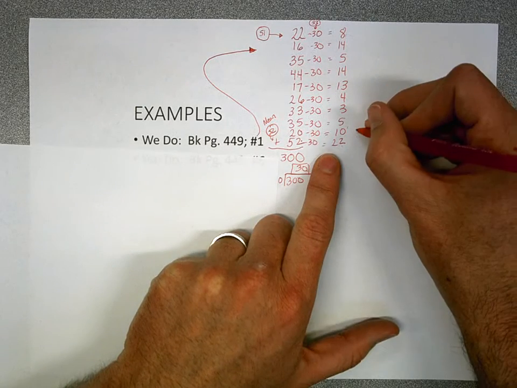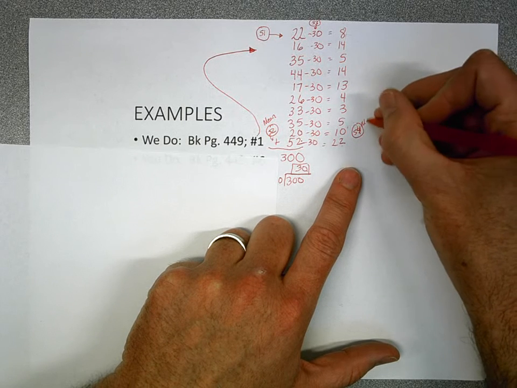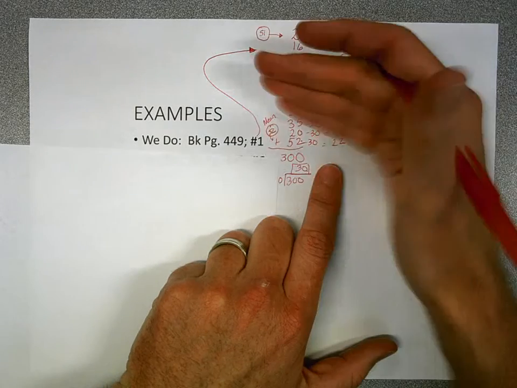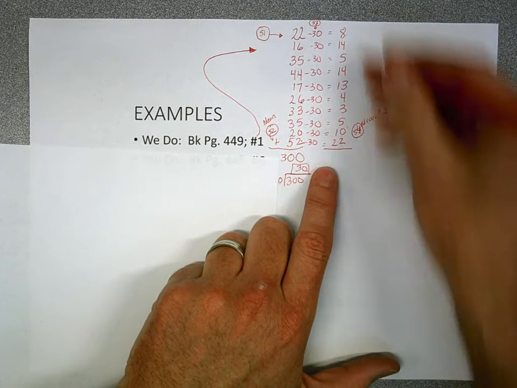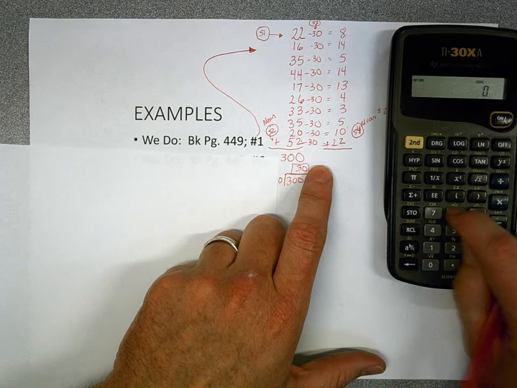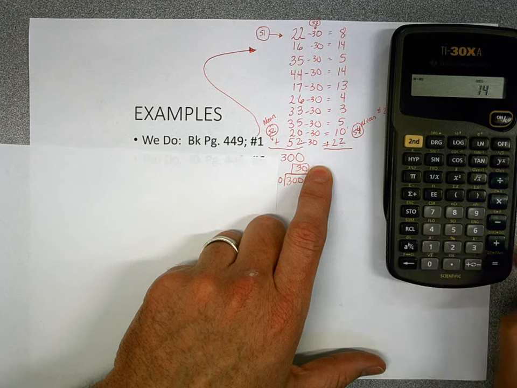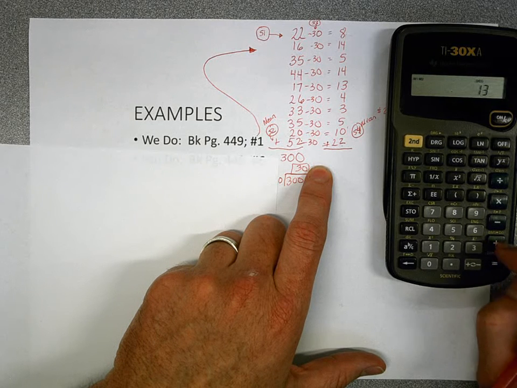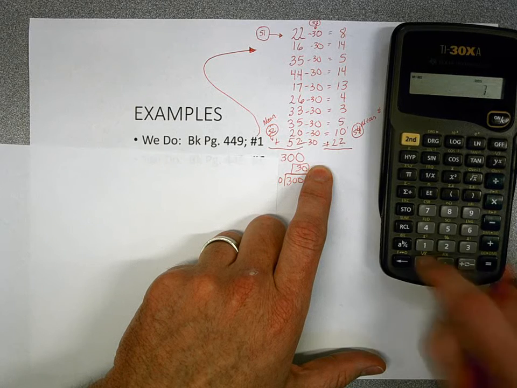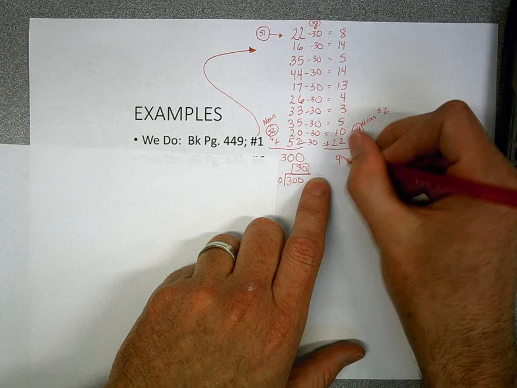Now we'll go ahead and put step 4. Here's what we'll put. Mean number 2. That just means we're finding the mean of all these numbers. So here we go. 8 plus 14 plus 5 plus 14 plus 13 plus 4 plus 3 plus 5 plus 10 plus 22 equals 98.